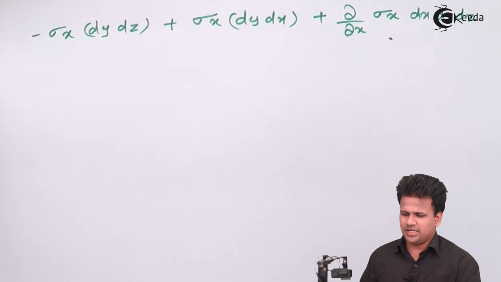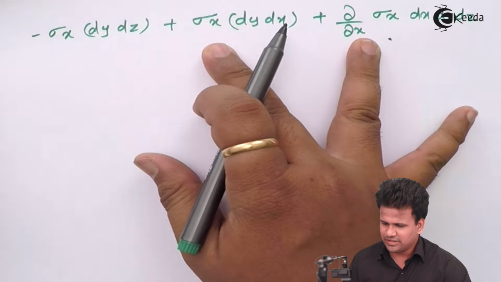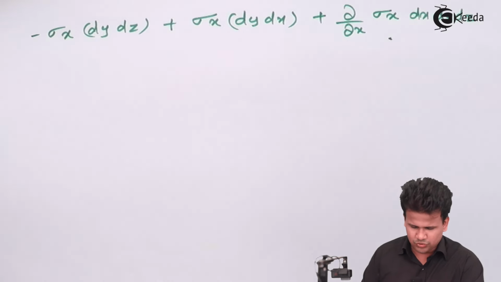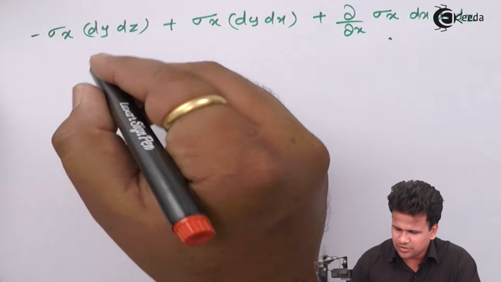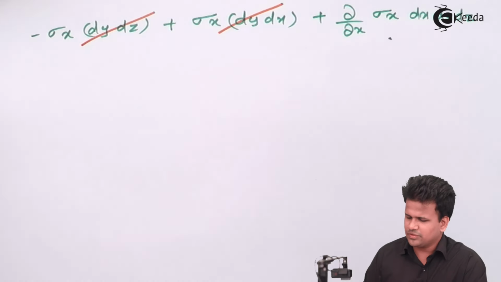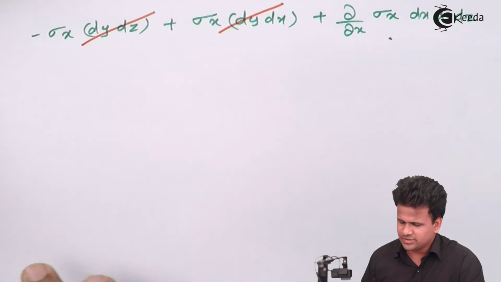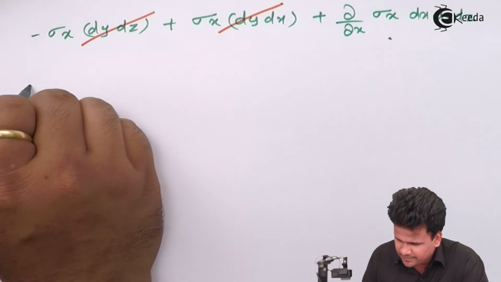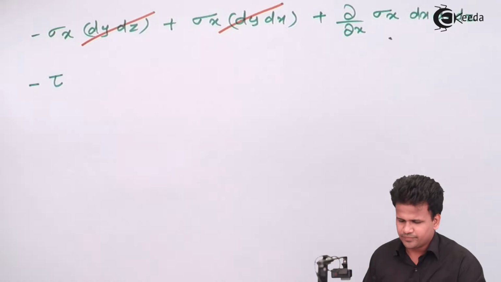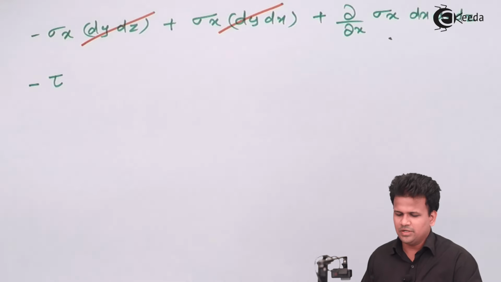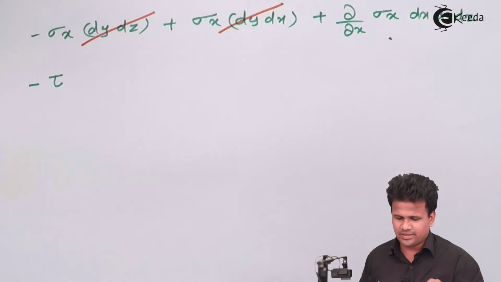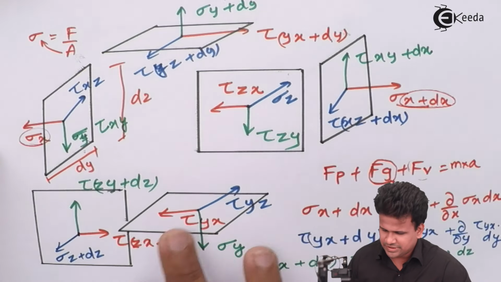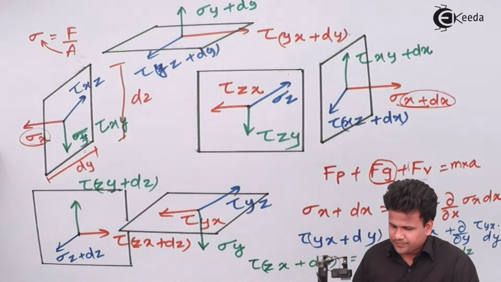Now this is the equation. This is the expansion of Taylor series and we have multiplied the area with it. So over here these two terms will go away, and we will be only left with this term. Similarly, the next term will be minus of tau. We'll first write down all the negative terms. So this will be along x direction, denoted in red color.